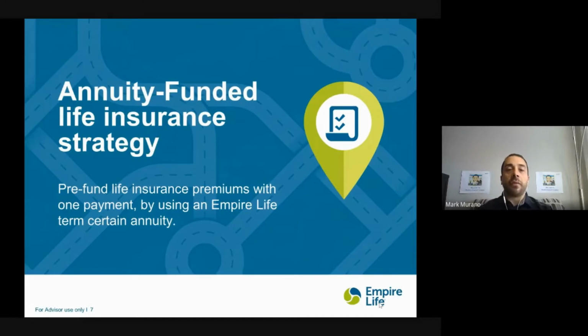So, annuity funded life insurance strategy. What we are looking for here is a strategy where we're going to pre-fund future life insurance premium with one payment. Typically, it's purchased for children or grandchildren by parents or grandparents, and as opposed to paying ongoing premiums for the length of the payment period for a policy, we are matching a limited pay par policy with a term certain annuity. So looking for a single premium deposit.